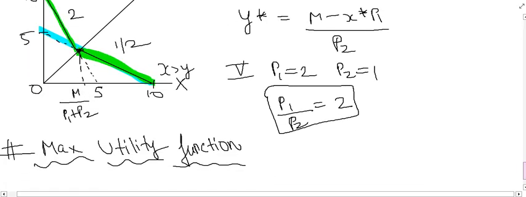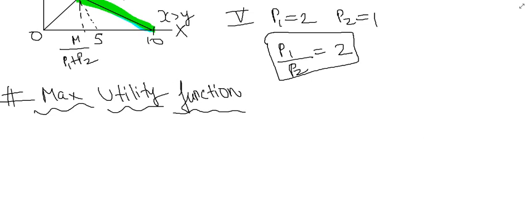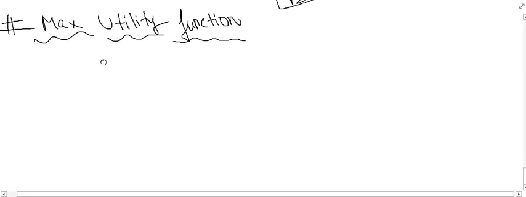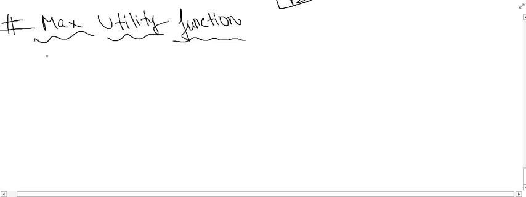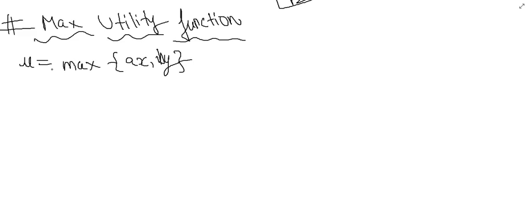So let's move now to the max utility function. The general form here would be u equals max of ax comma by. Pardon the handwriting. Let's take an example first. Here the consumer prefers to consume the maximum of good x or good y, whichever is available.